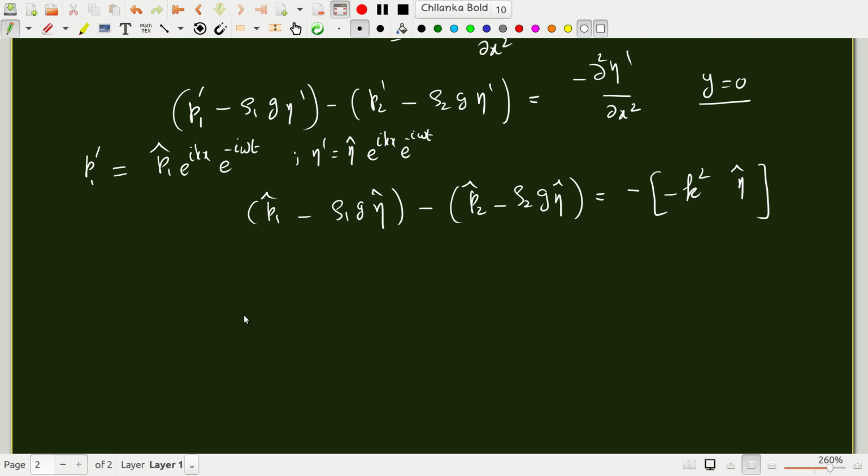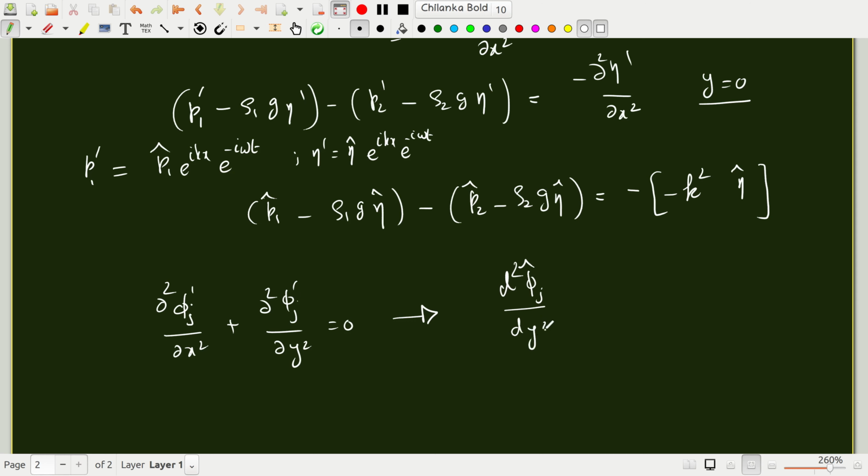Now if you remember the governing equation for velocity potentials in both the fluids, we had a very simple potential flow equation. So that you had ∂²φj/∂x² plus ∂²φj/∂y² is 0. If I impose the Fourier modes, and let's put perturbations, I'll get the equation equal to 0.